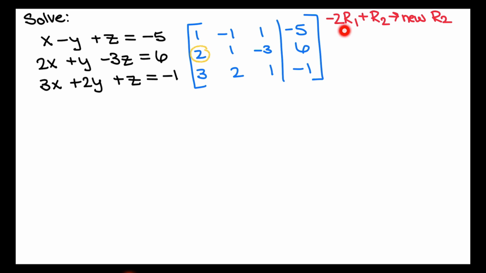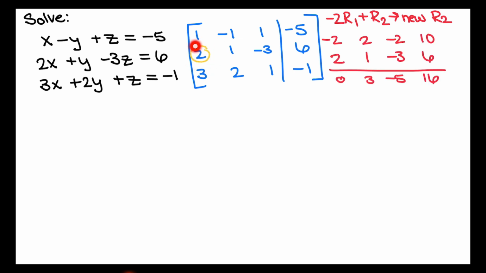This is a really good habit to write down what you're doing, especially if you're doing work that's graded by an instructor, because then they can follow your work even if you make a mistake. They can tell what was going on in your head. It also helps me keep track of what I'm doing. So -2 row 1 plus row 2 is going to turn into my new row 2. That'll give me a 0 in that first spot in row 2.